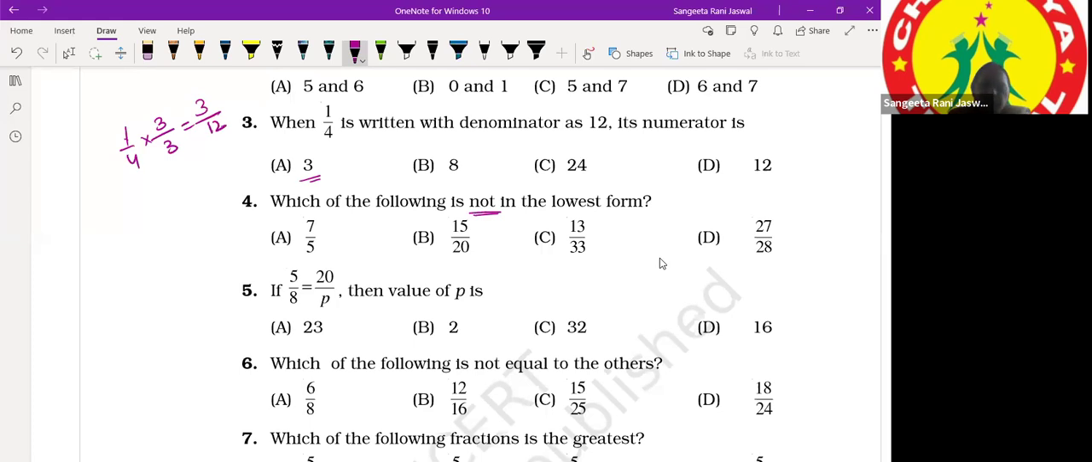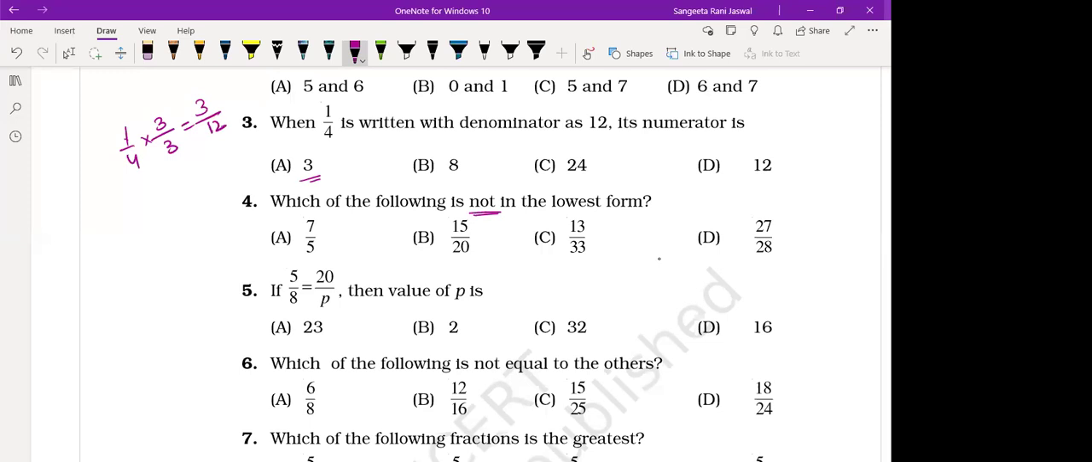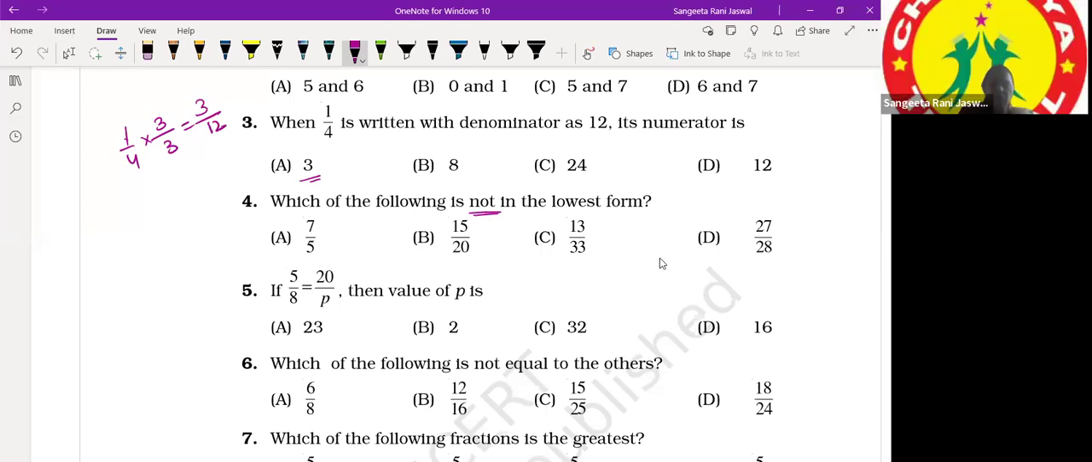Question number 5. 5 by 8 is equal to 20 by p. Find the value of p. Adya, you tell me. Which one, ma'am? The fifth one. Tell me the value for p.